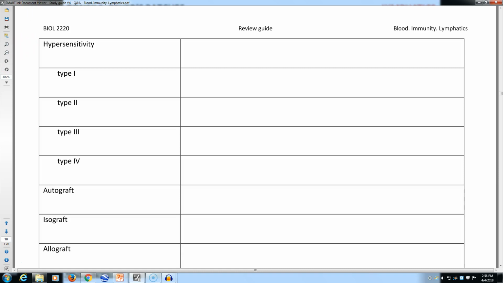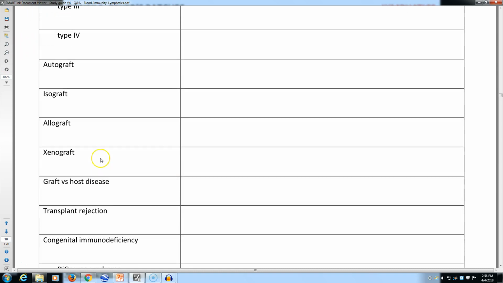Difference between different types of grafts. From where to where? That's it. That's all I'm going to ask. Okay.